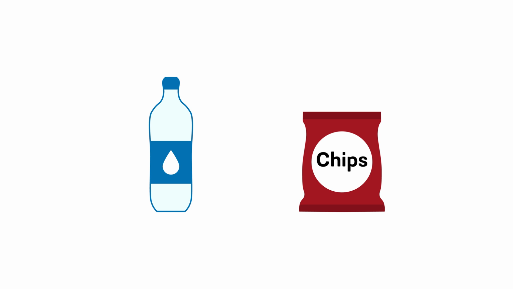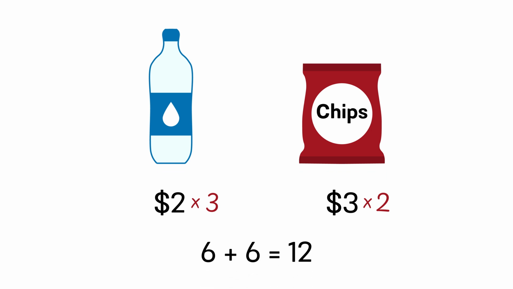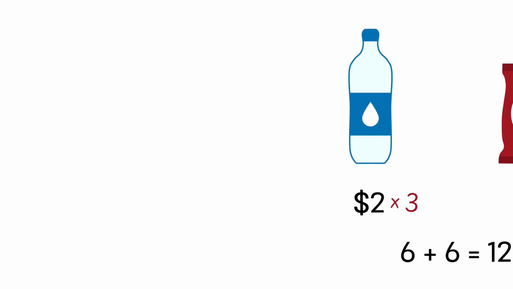If you went to a store to buy chips and drinks, how could you figure out how much money it would cost? One way is to multiply the price of each item by the amount you're buying. So, if you bought 3 drinks and 2 bags of chips for $2 and $3 per item, you'd end up spending $12. This situation can be represented as a linear equation, and it's another formula, standard form.